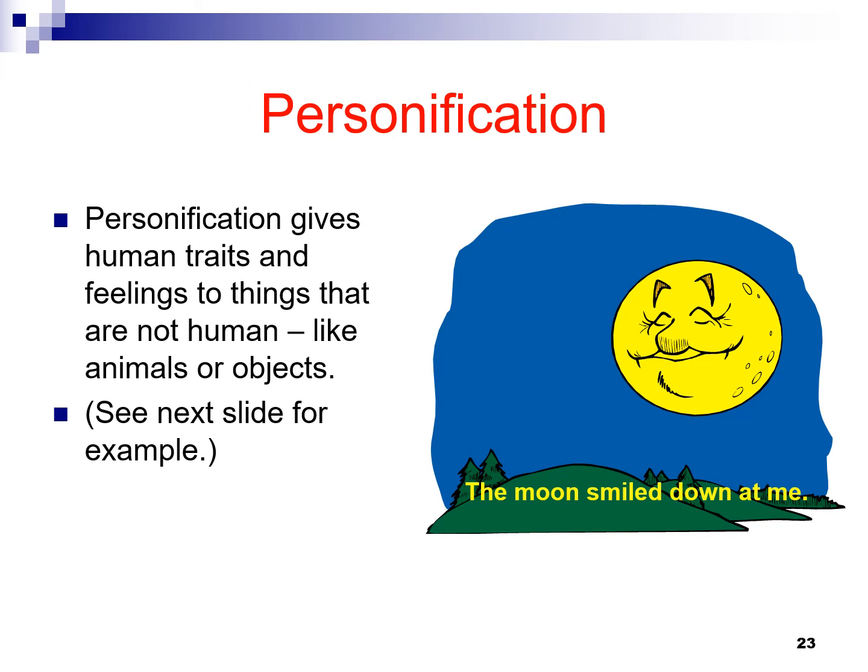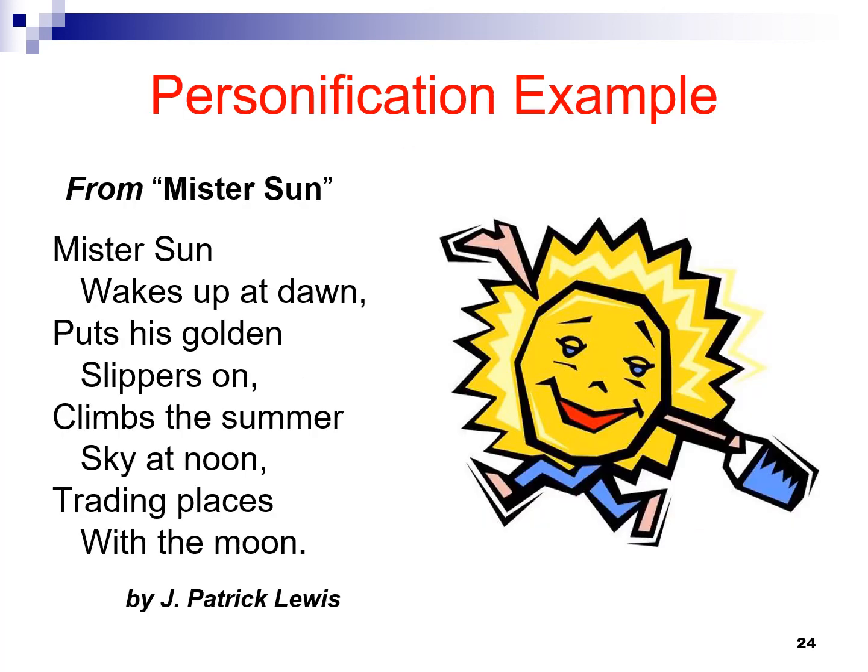Personification is about giving human attributes or human traits to things that are not human or to inanimate objects. For example, when we say, the moon smiled down at me. Smiling is an action done by humans. So if you use that to describe the moon, then you are definitely employing personification. The same is true in this poem, Mr. Sun. The sun was described by using human attributes or human actions.